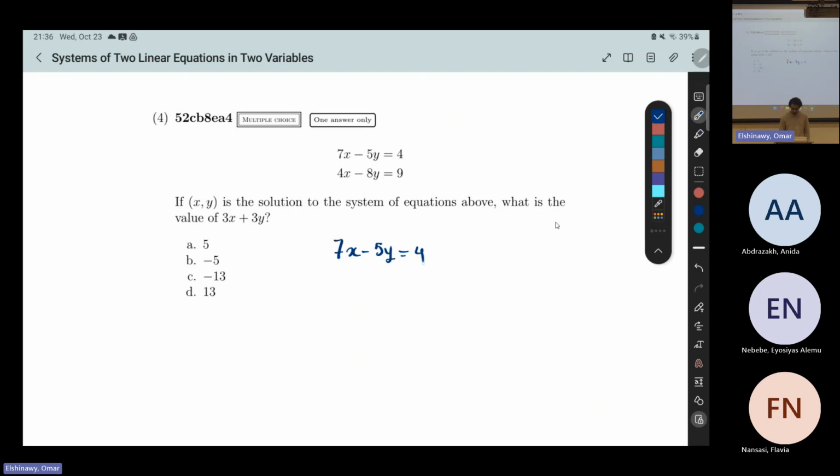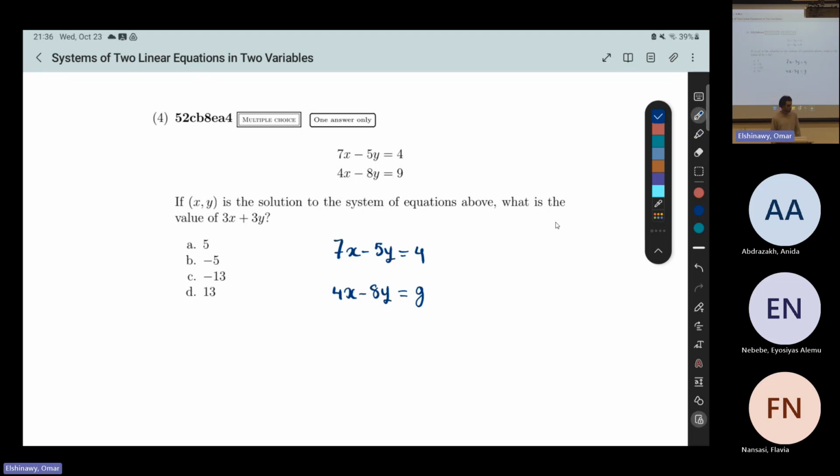Thank you, Lucius. So this is the first equation. Now, the second equation is 4x minus 8y is equal to 9. I would like to know what the value of 3x plus 3y is.